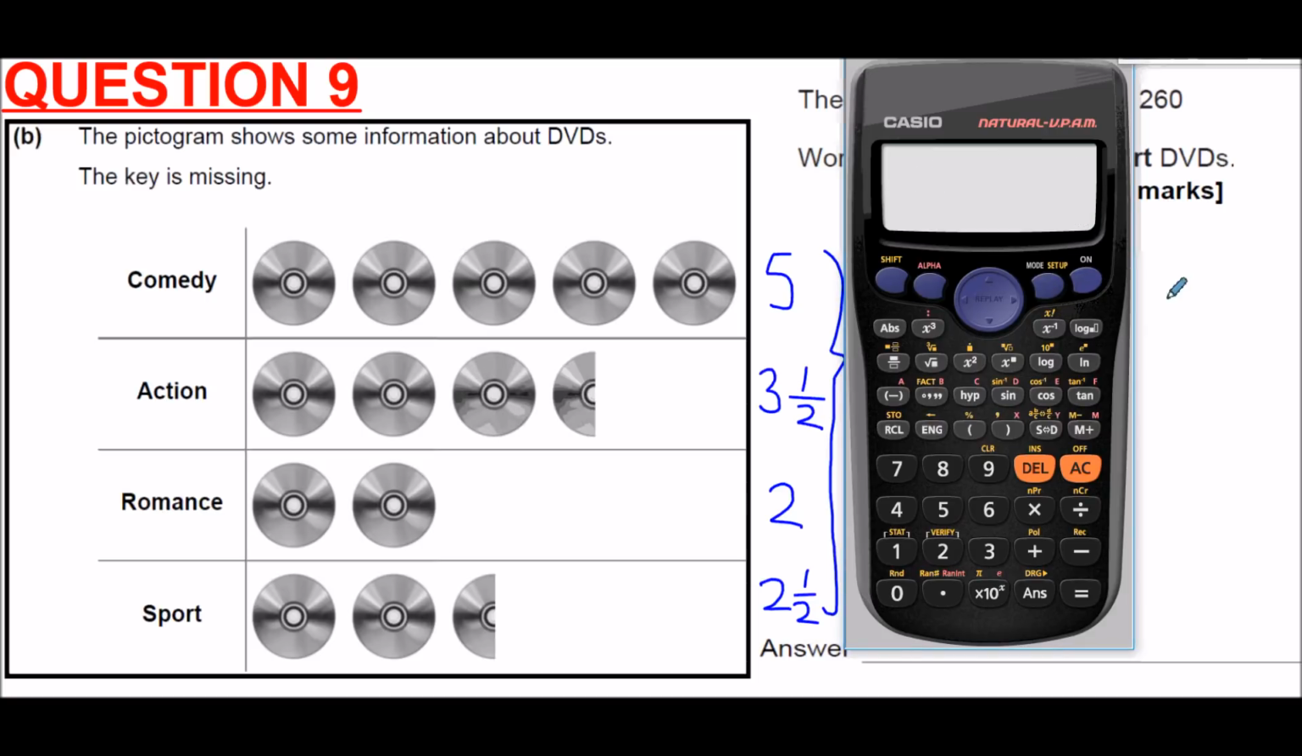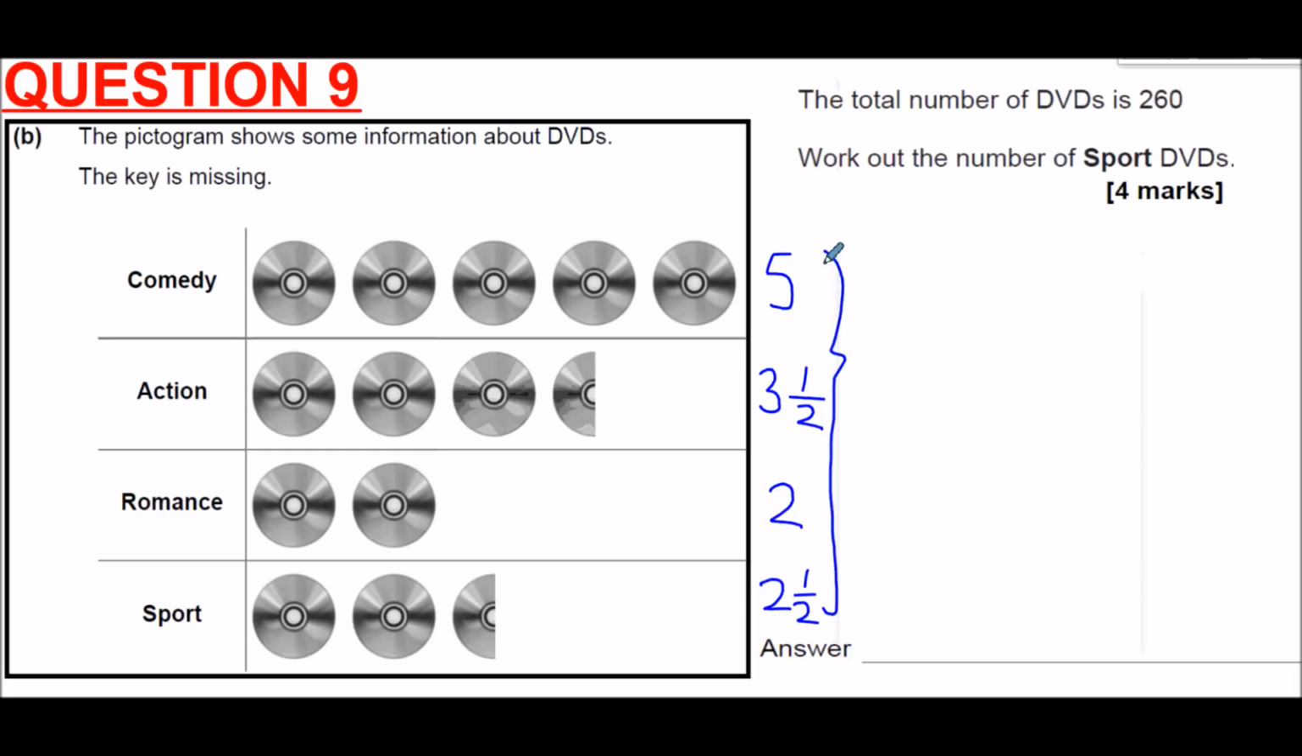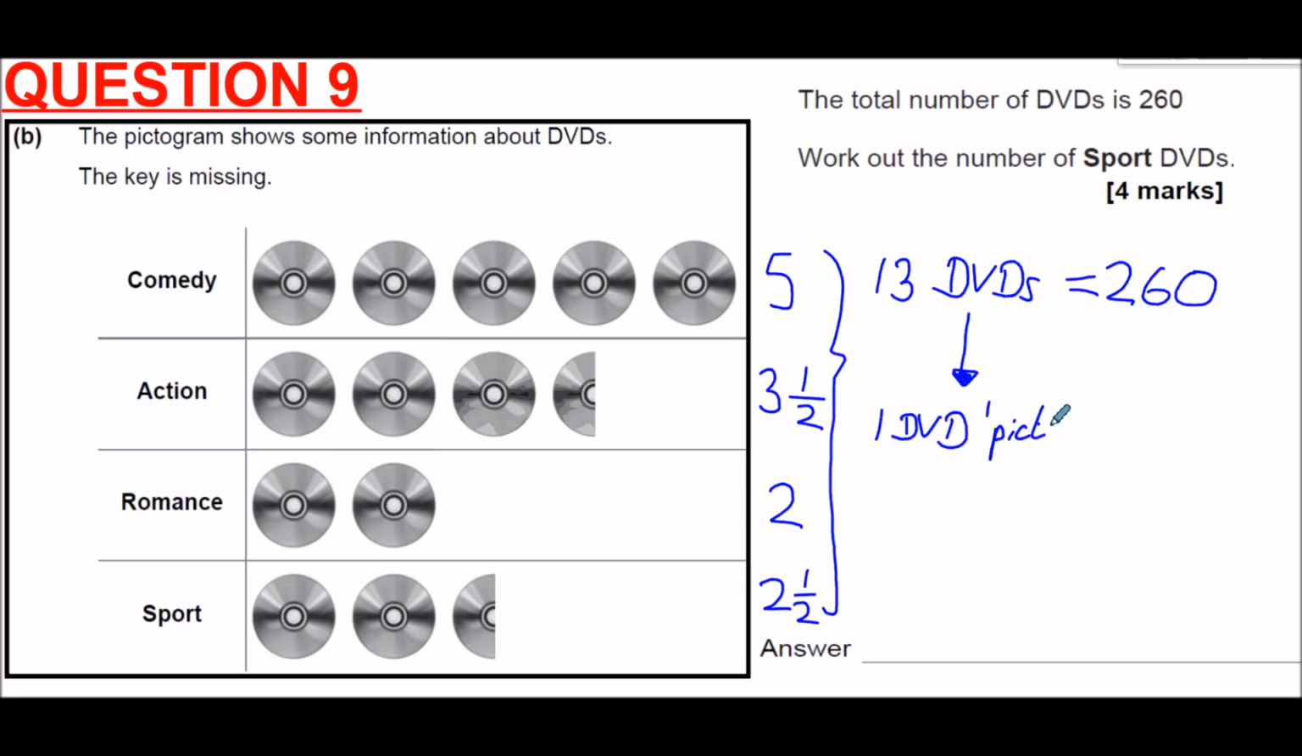So what we need to do next is to link this 13 DVDs in total to how many DVDs that'll be representing. So 13 DVD images is worth 260 real, actual DVDs sold. And so what we need to do now is to work out what just one DVD picture would be worth, or how much it'd represent.